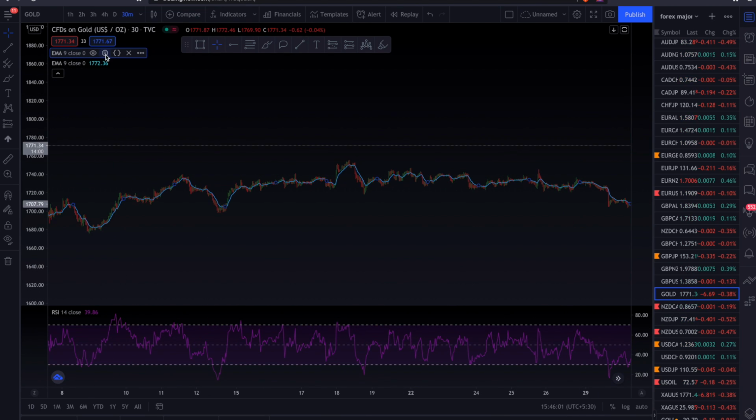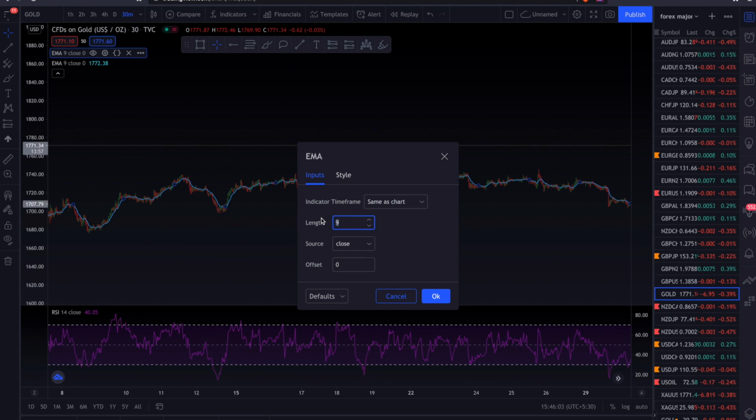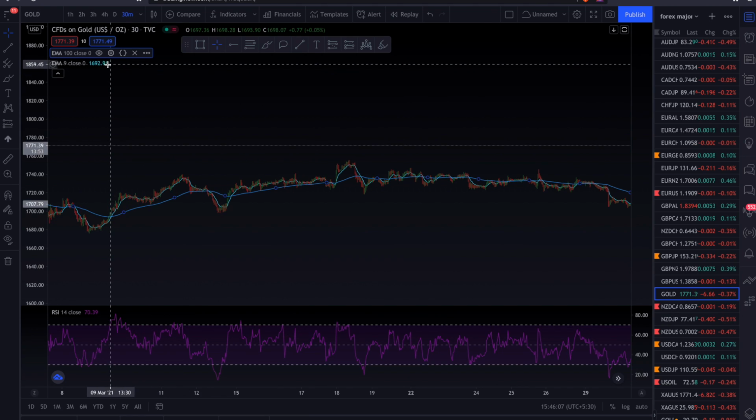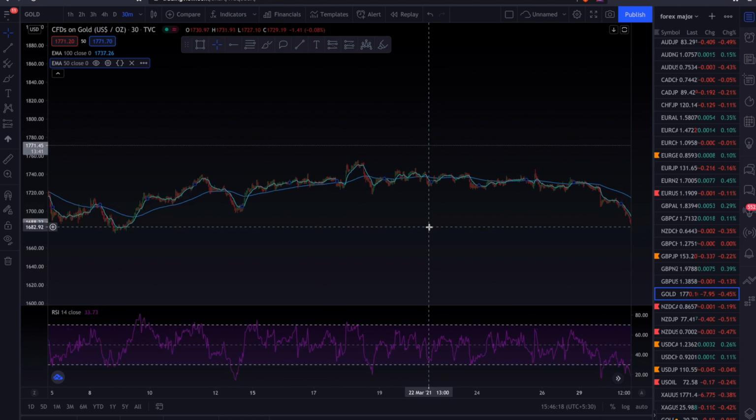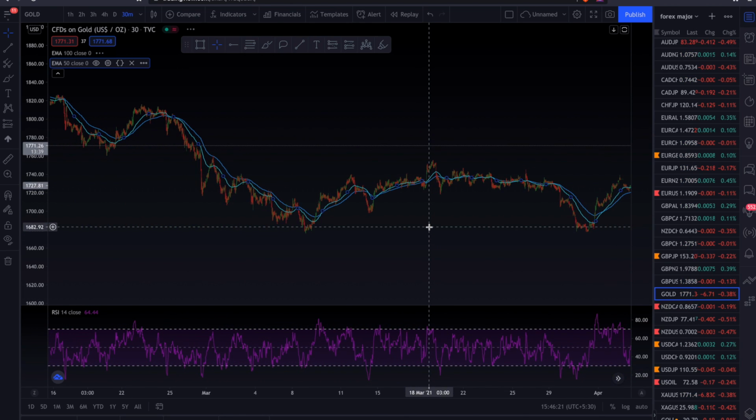Now go to the settings of EMA and then keep the length of one EMA to 100 and the other EMA will be 50. Now the EMAs, that is the length of the EMA, won't always be 150. It will change from time to time.